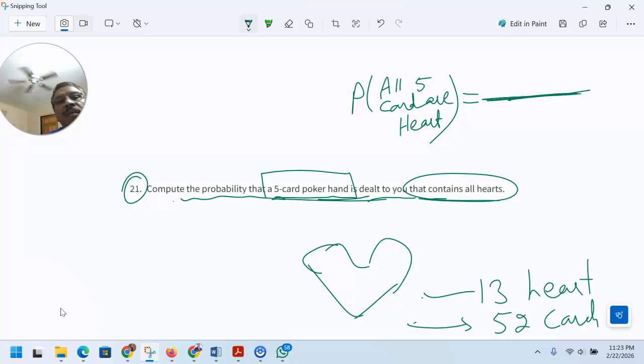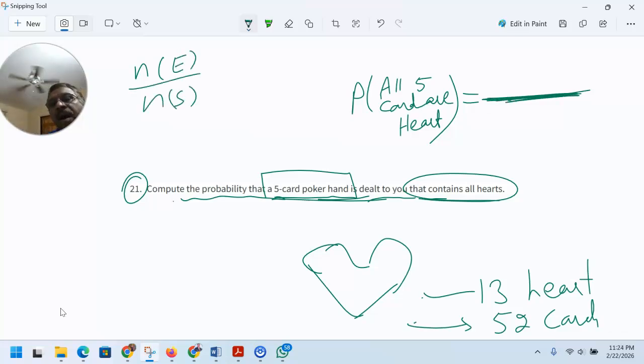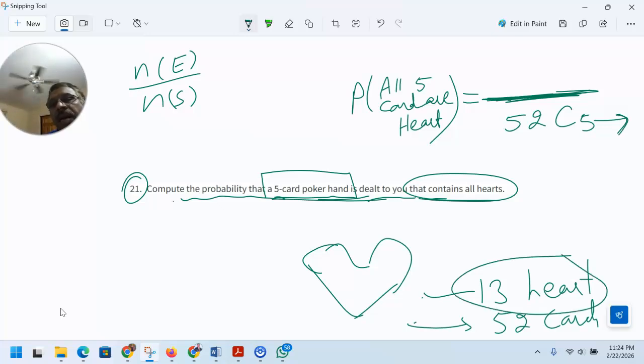So the bottom piece, step number one, is you need to know the total number of ways of picking five cards from 52. The total cards are 52, and you're picking five cards, so this is all possible outcomes. But then for the top one, you have to see there are 13 hearts, so from 13 hearts, you want all five hearts. So that's how you write this.